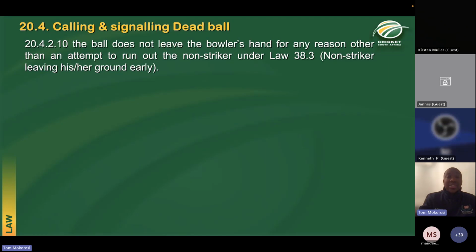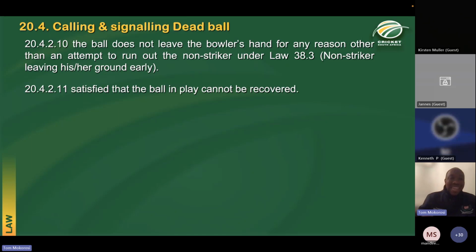If the ball does not leave the bowler's hand for any reason other than to attempt to run out the non-striker, what's often referred to as a man-cad, then we call and signal dead ball. We will deal with the man-cad in detail next week under Law 38, the run-out.